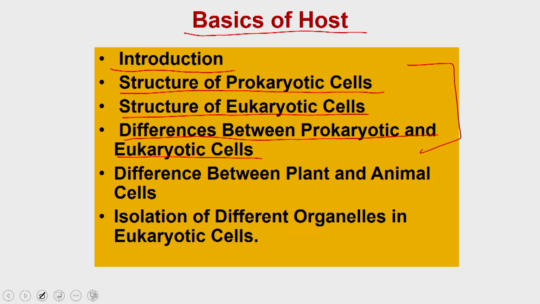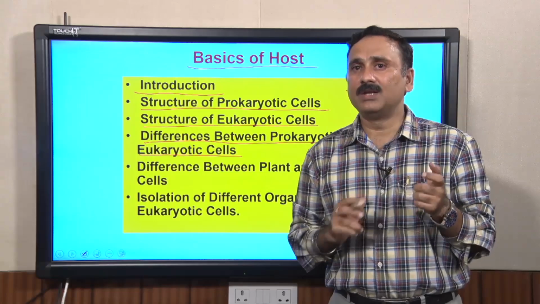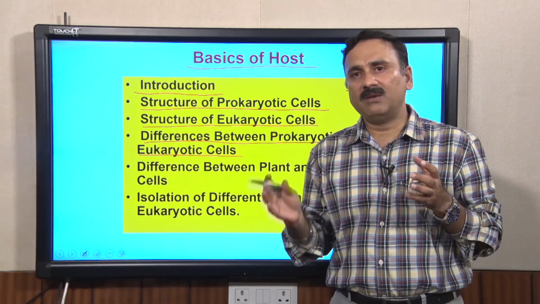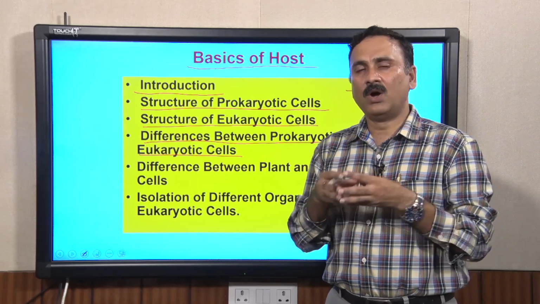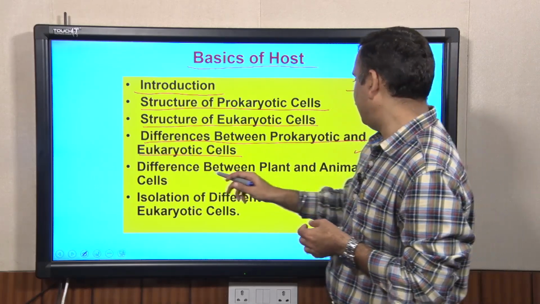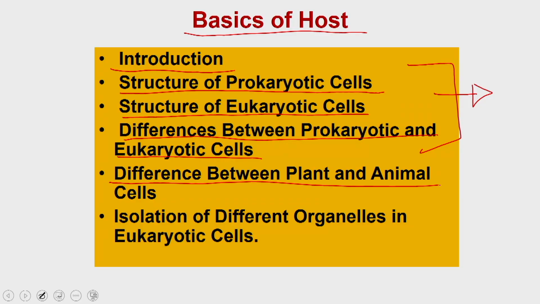This is important because once you know the cellular structures of the prokaryotic as well as the eukaryotic cell, and the differences between them, you can exploit the host strain and choose the perfect host strain required for overexpressing your protein or your factors. Then we also discussed the difference between the plant and the animal cell, and at the end, in lecture 3, we discussed the isolation of different organelles or the fractionation strategies from the eukaryotic cell, as well as the isolation of the periplasmic fraction from the prokaryotic cells.